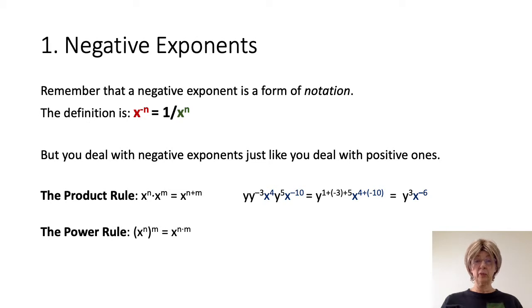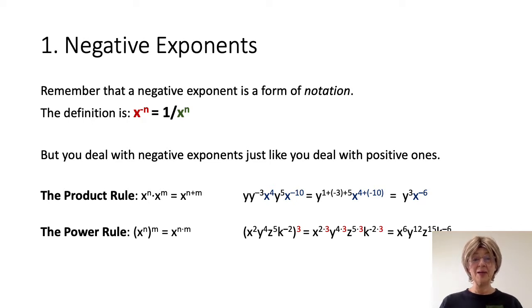Similarly with the power rule, where you have x to the n, quantity raised to the m, equals x to the n times m. So we have x squared, y to the fourth, z to the fifth, k to the minus 2, all raised to the third power, which is going to be distributed: x to the 2 times 3, y to the 4 times 3, z to the 5 times 3, k to the minus 2 times 3, which gives us x to the 6th, y to the 12th, z to the 15th, and k to the minus 6th.